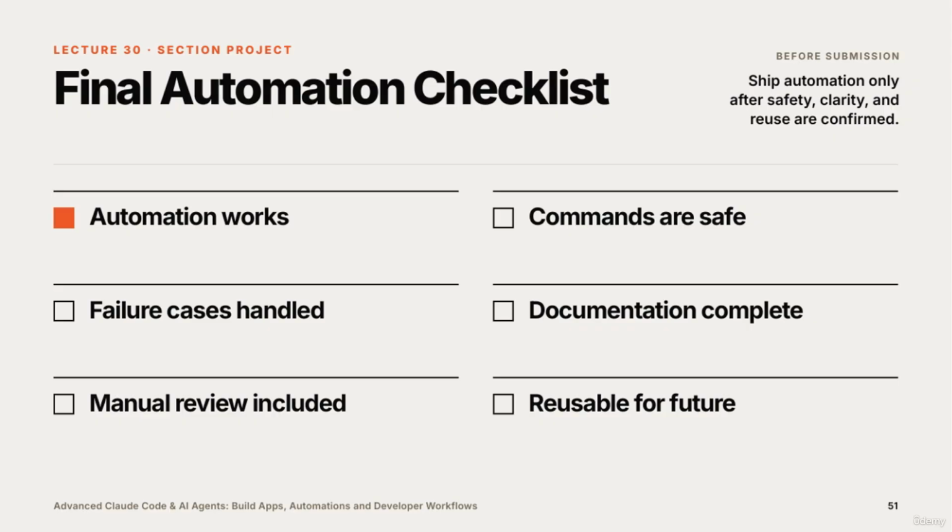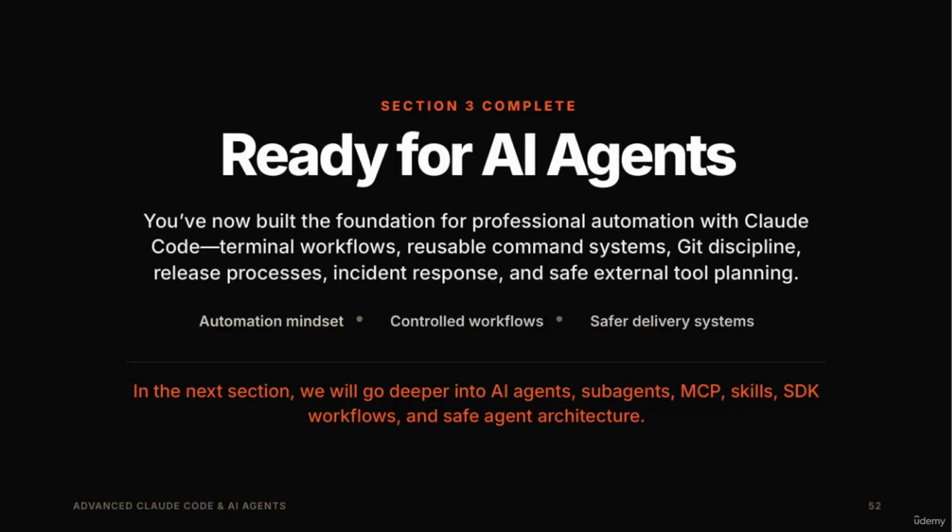We've now completed Section 3 and are fully ready to move forward with AI agents. At this stage, you build a solid foundation for professional automation using Claude Code. This includes mastering terminal workflows, creating reusable command systems, maintaining strict Git discipline, managing release processes effectively, preparing for incident response, and planning the safe integration of external tools. Throughout this section, we've emphasized developing an automation mindset, implementing control workflows, and ensuring safer delivery systems. These elements are crucial for building reliable and scalable automation solutions.